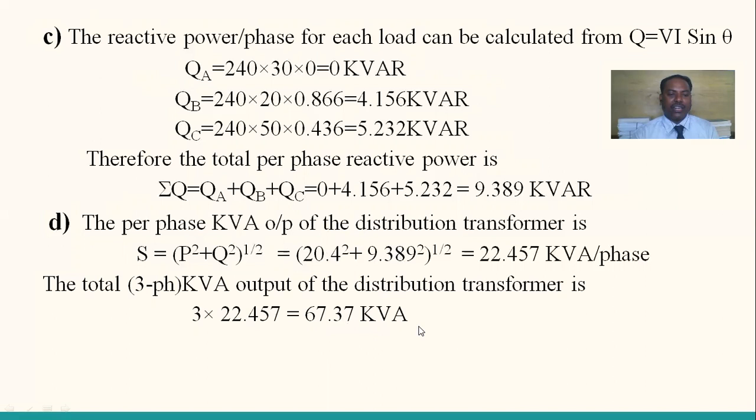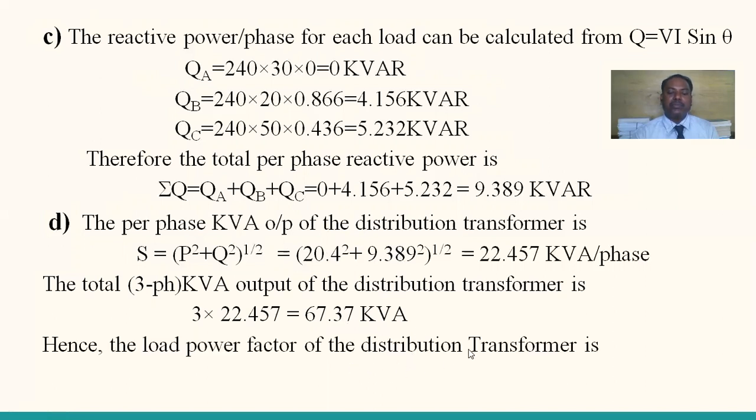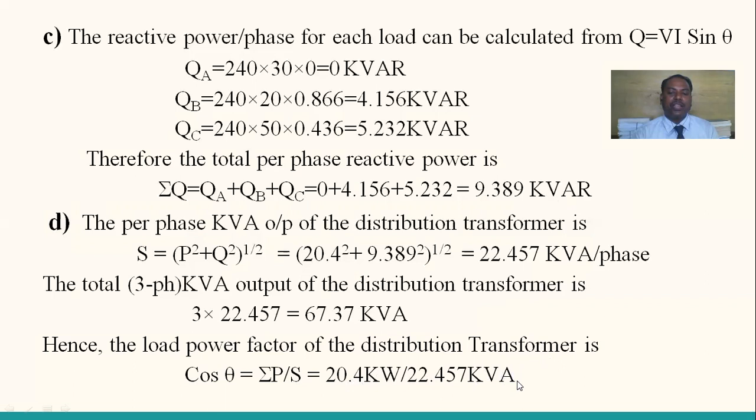And similarly the load power factor of the distribution transformer. So we are having per phase real power, per phase reactive power. You can take cos phi is P by S, real power by apparent power. Real power already you have calculated, which is 20.4 divided by 22.457. The numerator is in terms of kilowatts, denominator is in terms of kVA. So therefore the cos phi is equal to 0.908 lagging.